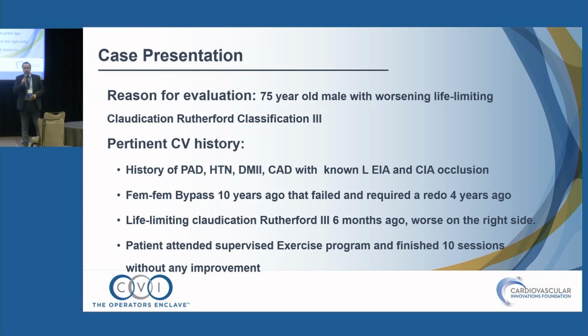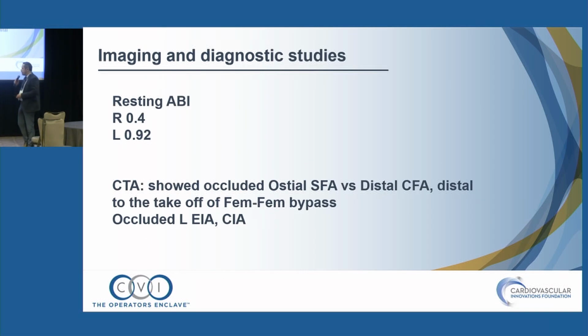We usually send our patients for a supervised exercise program, and he tried to attend it. He was only able to do 10 sessions, and he couldn't finish any of them completely because of the severe pain. His resting ABI on the right side was 0.4, on the left side 0.92. When we did a CT scan, it showed an occlusion of the ostium of the SFA, possibly versus the distal common femoral on the right side, distal to the anastomosis of the fem bypass. He also had the left external iliac and common iliac occlusion.